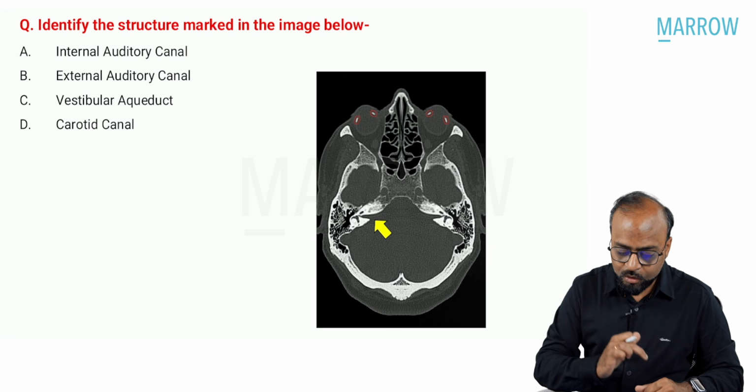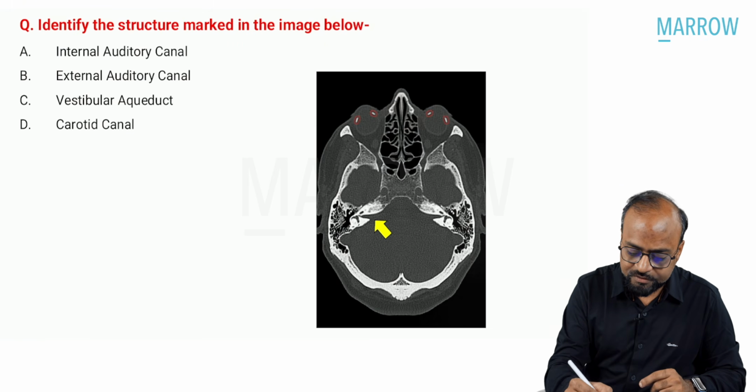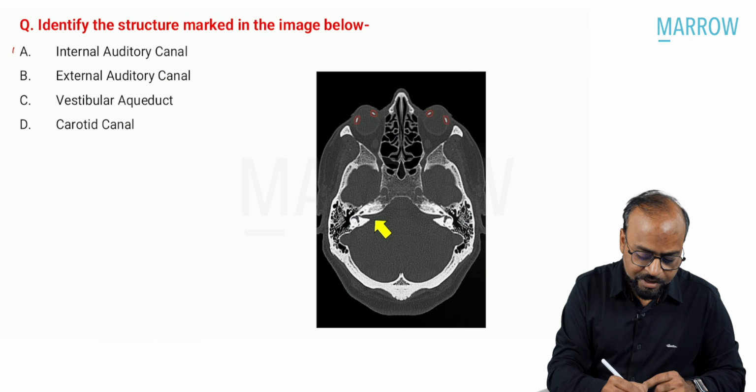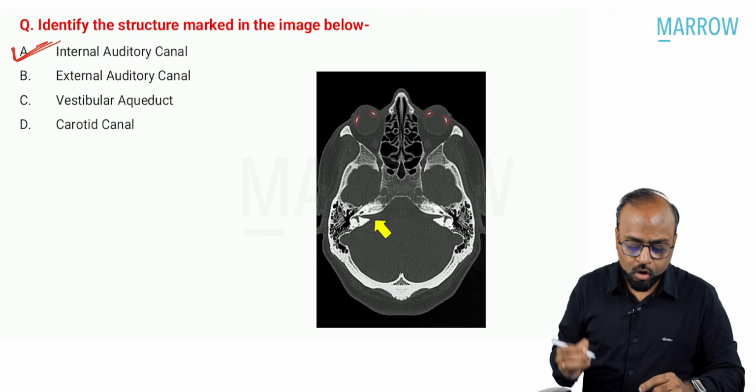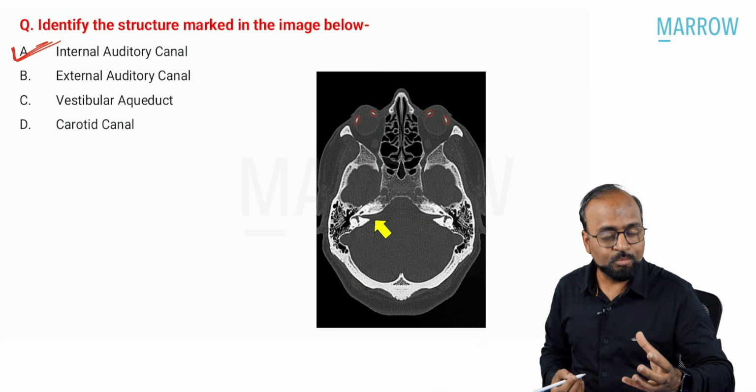Yes, so now if we look at this particular structure, right, this structure definitely, we have seen that this is nothing but the internal auditory canal or internal auditory meatus. We have seen the radiological anatomy of this particular structure.